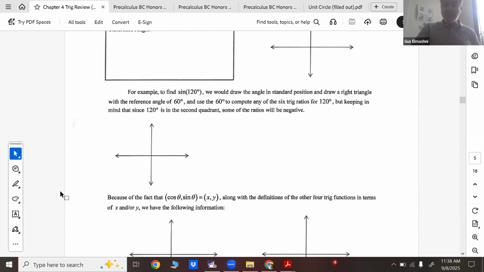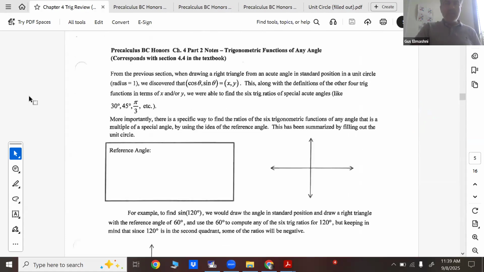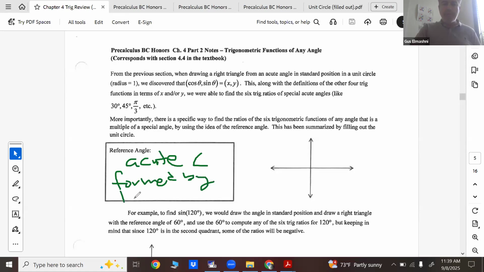Reference angles. So a reference angle is basically an acute angle formed by the terminal side and the x-axis. So it's an acute angle formed by a terminal side and the x-axis.